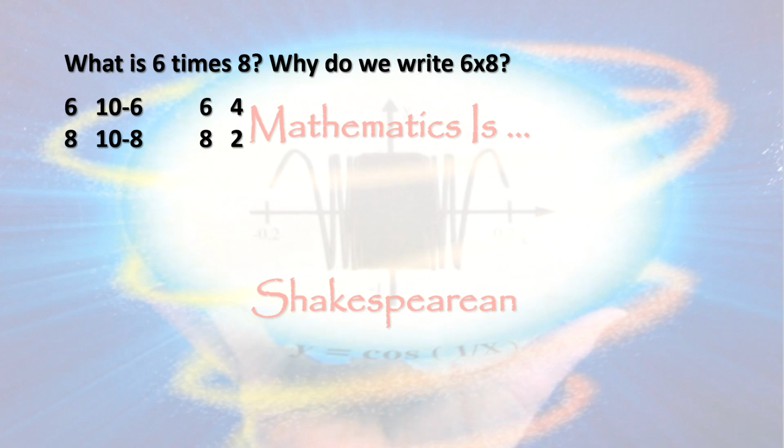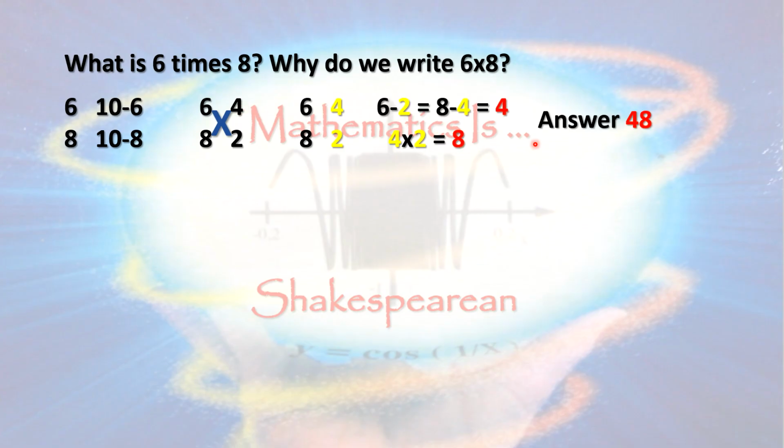Stack up the 6 and 8, and form a second column of the numbers needed to add to 10. So 6 plus 4 is 10, 8 plus 2 is 10. Connect the diagonal elements with an x. Now we have smaller numbers on the right, which we should know how to multiply. 4 times 2 is 8. The difference between a pair of numbers connected by the x is 4. Both 6 minus 2 and 8 minus 4 equal 4. Take the 4 and the 8, and you have the answer, 48. You should try this with some other number, maybe 7 times 9.